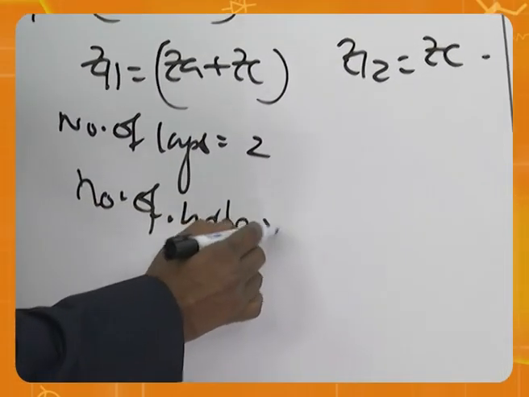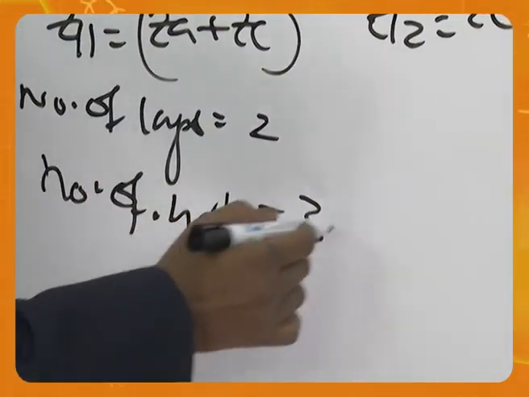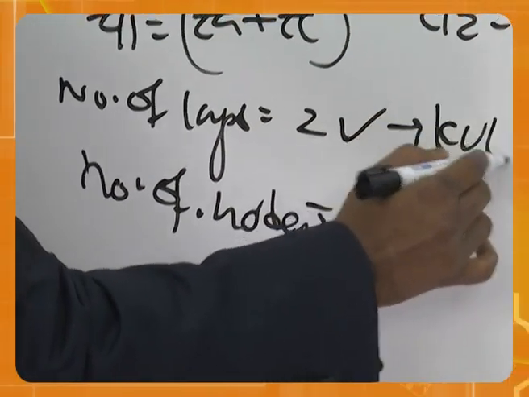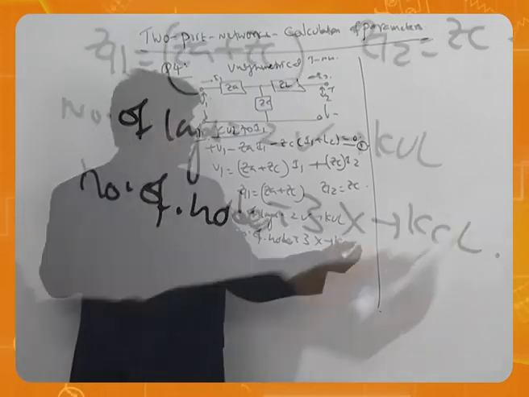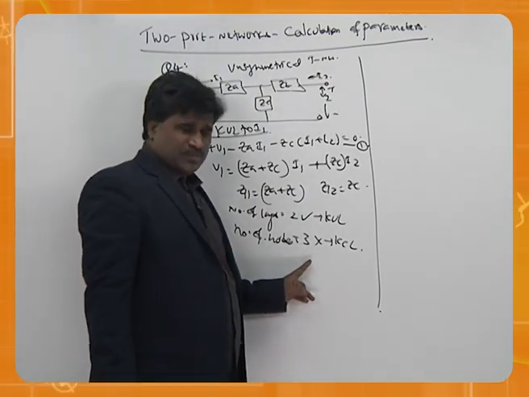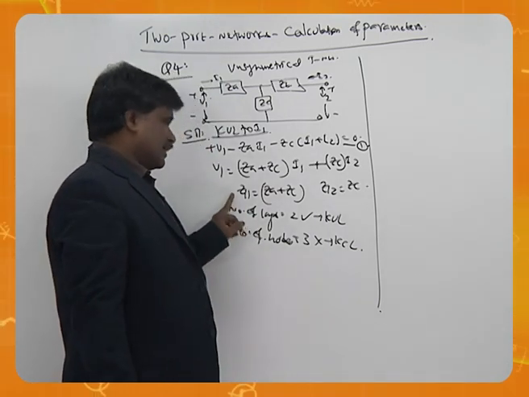Number of nodes is equal to 3: 1, 2, 3. That's why I am not going for nodes, I am going for loops. This is KVL, this is KCL. If the number of nodes increases to more than 3, or more than 2, don't go for it. Always go for the lesser one.